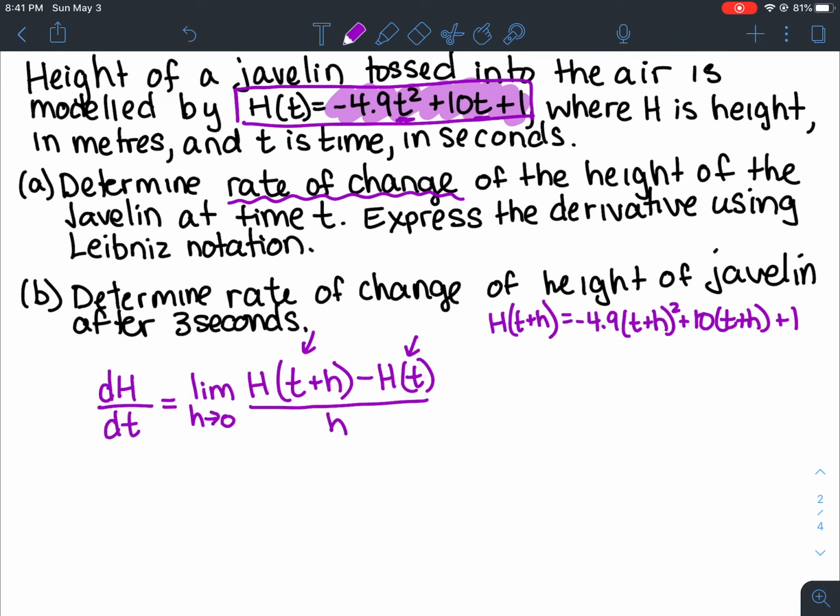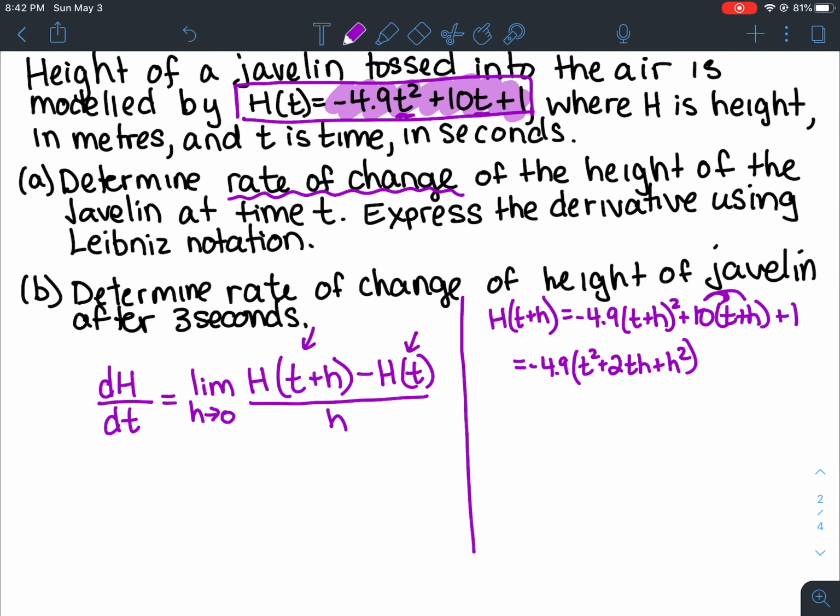Now I'm just going to expand all of that. Sorry, I'm going to move my equal sign back here because I think I'll need the space. So negative 4.9, and we know (t plus h) squared is going to be t squared plus 2th plus h squared. Then I'm going to distribute the 10, so I'll get 10t plus 10h plus 1. Now I'm going to distribute the negative 4.9: negative 4.9 t squared, and then negative 4.9 times 2 will be negative 9.8 th, minus 4.9 h squared, plus 10t plus 10h plus 1.